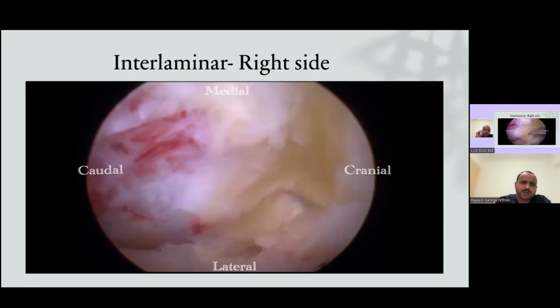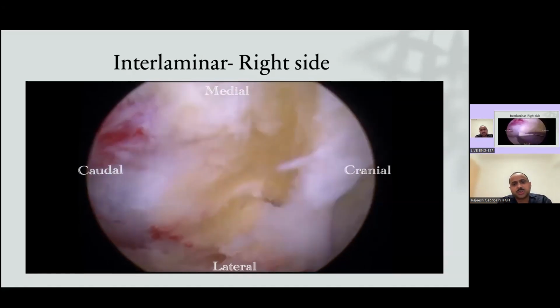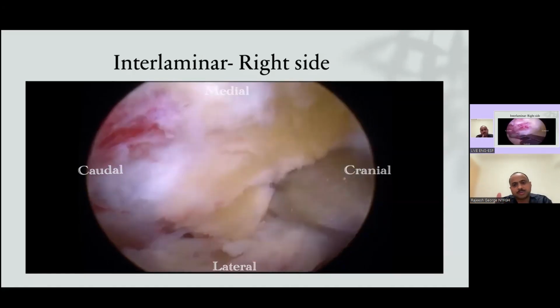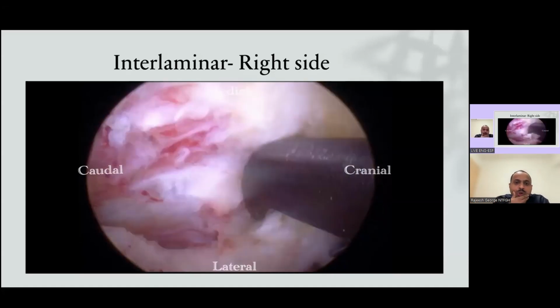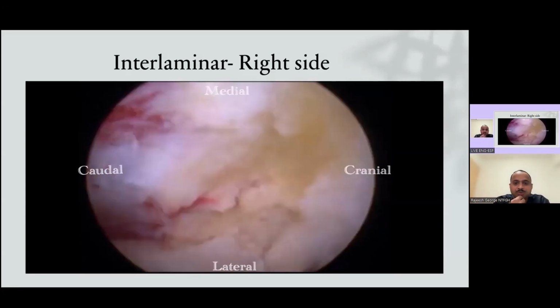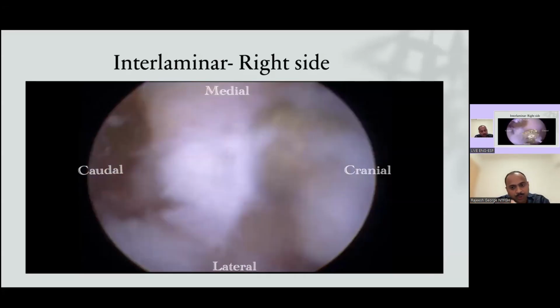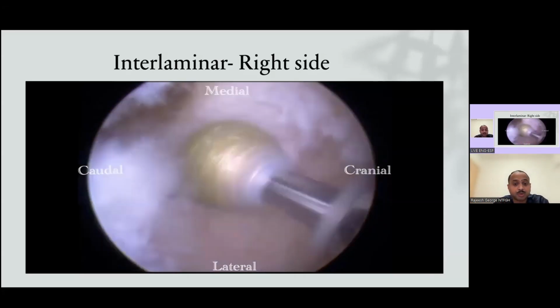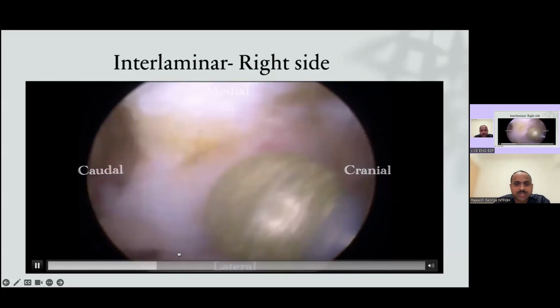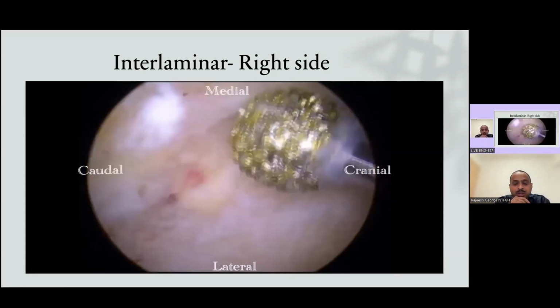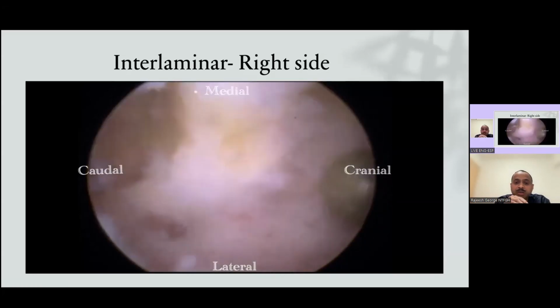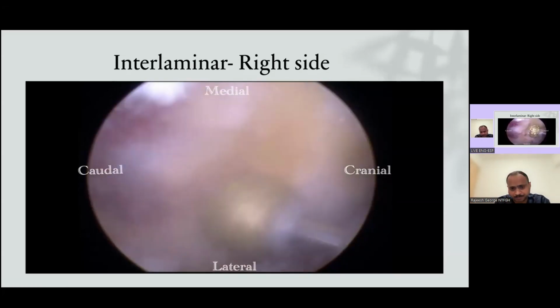So once you identify the cyst, the next step is actually to get all around the cyst. That means you get lateral, medial, cranial, and caudal. Identify your nerve elements first before you start the removal of the cyst. You can see on and off the burr will come on. So this helps us to preserve the bone and to take as little bone out as possible.